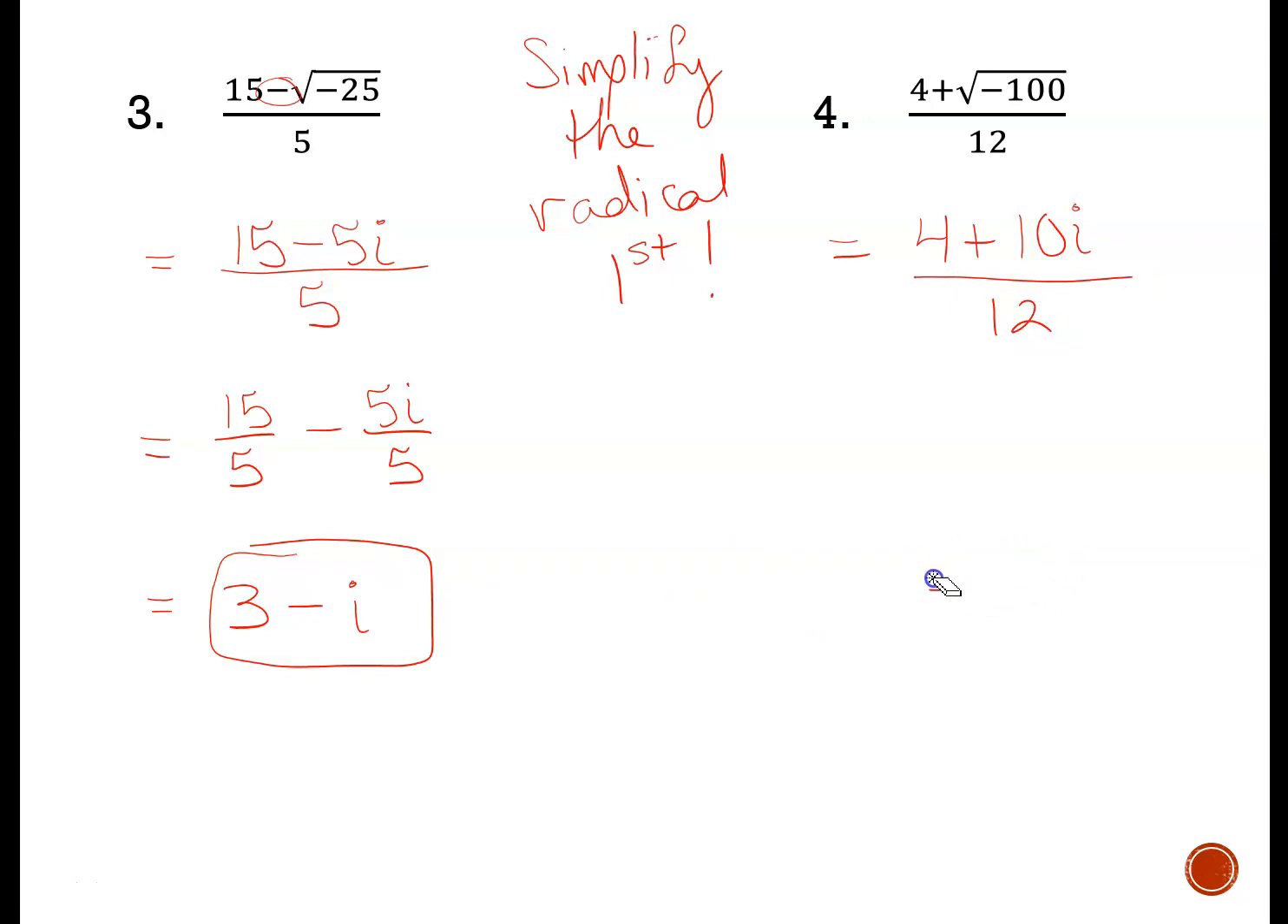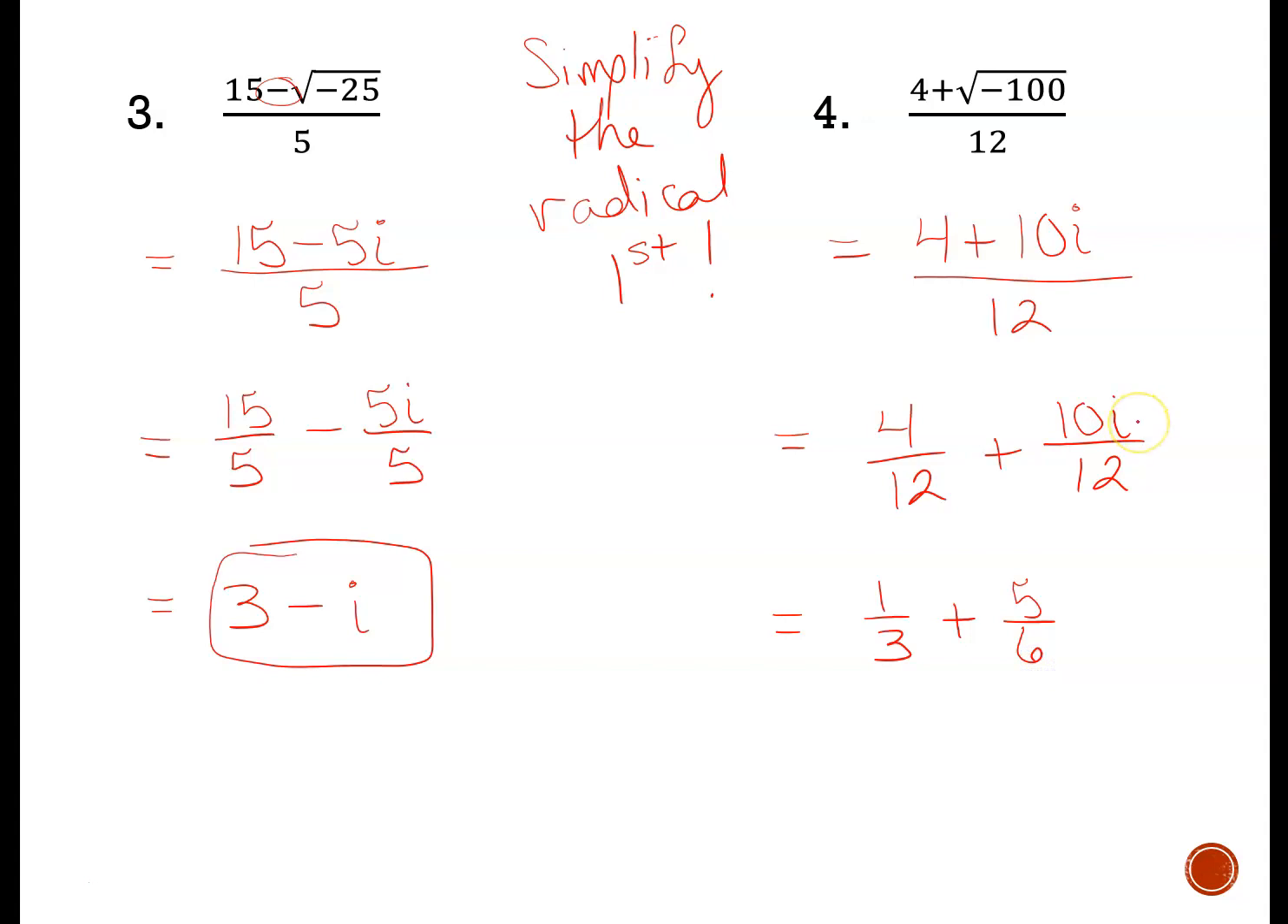Now to simplify further, we are going to put the 12 underneath each term that's on the top. And this time the top's not divisible by the bottom, but if you can simplify the fraction, you should always simplify it. So 4/12 we can divide top and bottom by 4 is going to become 1/3. And then 10/12 we can divide top and bottom by 2, becomes 5/6.